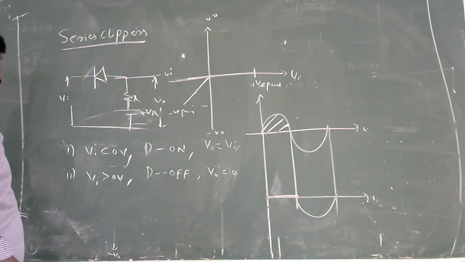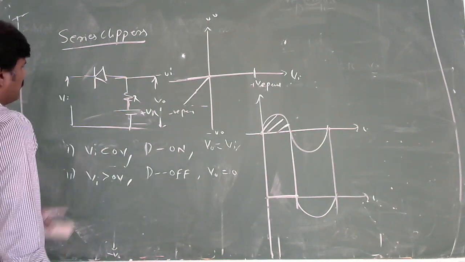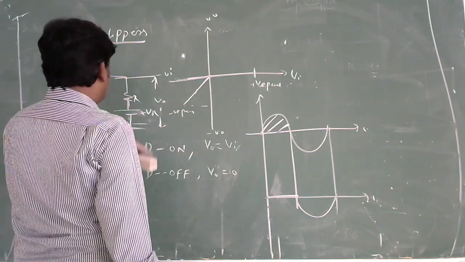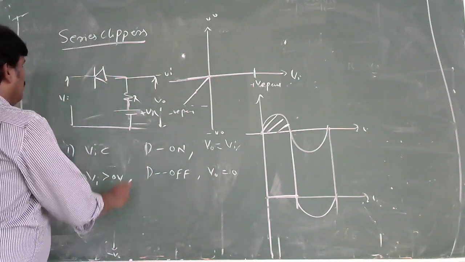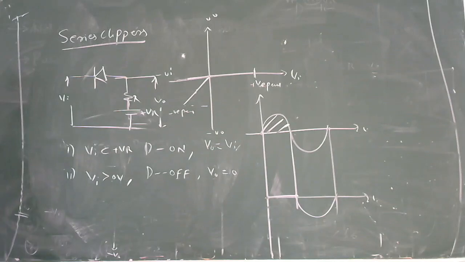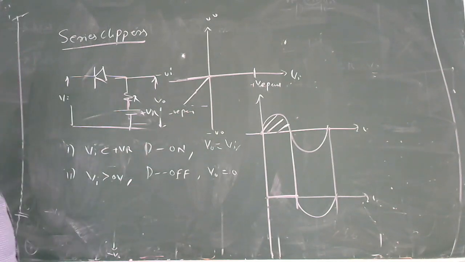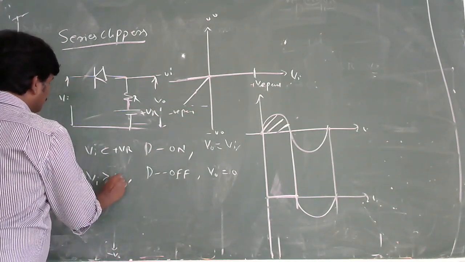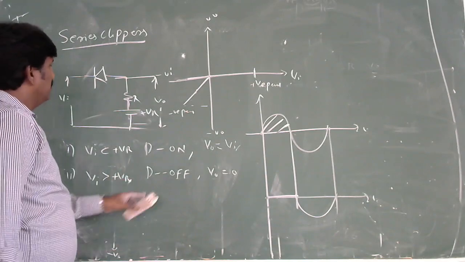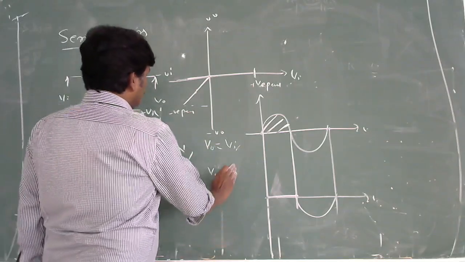Different practices you can perform by adding some component. Suppose this one is there like this, with a positive reference. What is the condition? Plus V reference. If Vi is less than plus V reference, what happens? The diode will be on, then Vo is equal to Vi. If Vi is greater than plus V reference, then the diode will be off, and Vo follows the plus V reference.